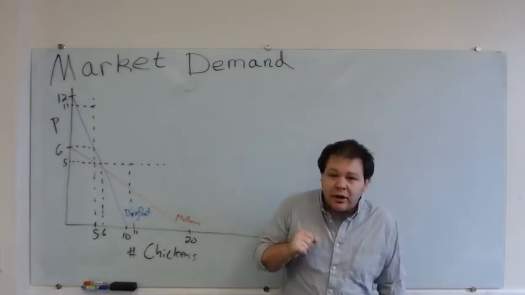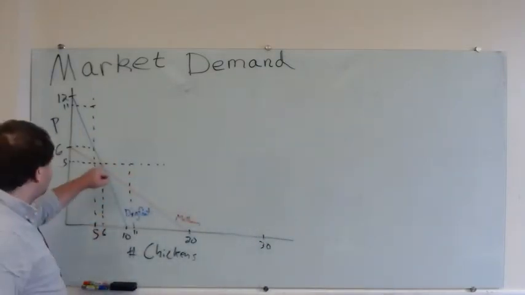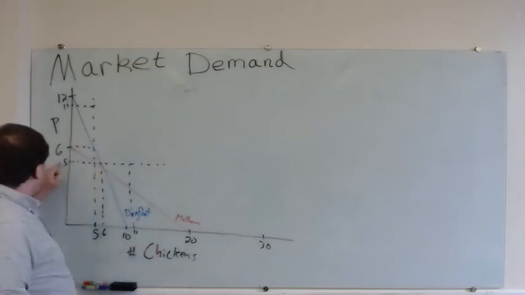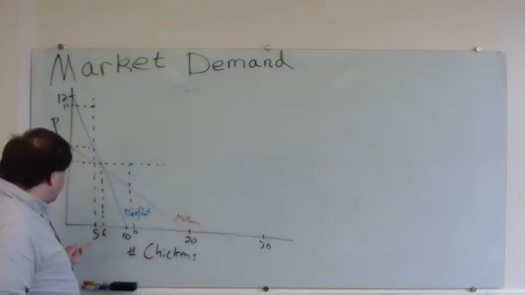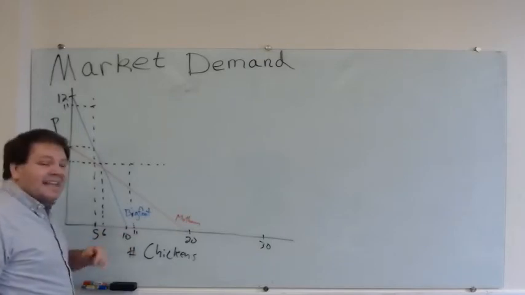So I'm going to argue that we've got to add horizontally. We've got to sum up horizontally because the thing that Bigfoot and Mothman share is a price. When the price of chickens is $5, Bigfoot's going to want to buy 6, Mothman's going to want to buy 5. Together, they're going to buy 11.